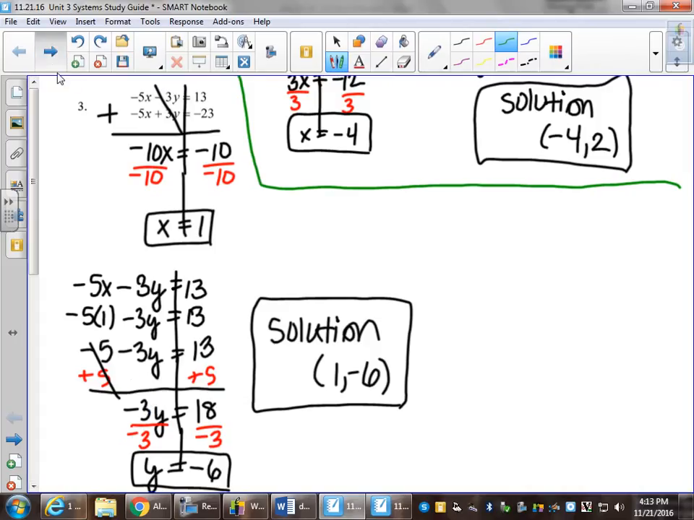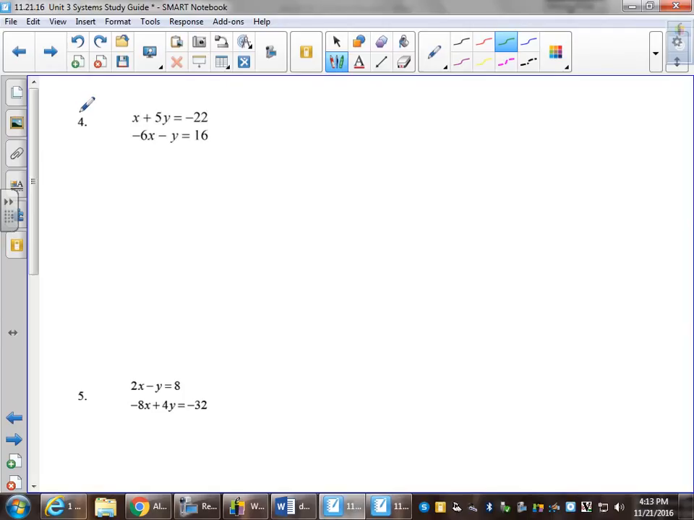Taking a look at number 4, I still have standard form, but things are a little different. When I look, this is a negative 6x, but this is not a positive 6x. Here I have a positive 5y, but I don't have a negative 5y. What do we want to cancel? Well, both x and y are equally easy choices. So I think I want my x's to cancel. If I want x to cancel, this is negative 6x. So I can make this positive x a positive 6x by multiplying just the top equation by 6.